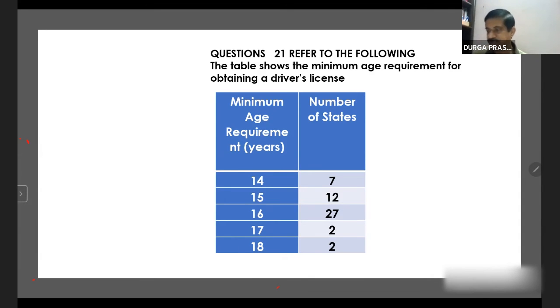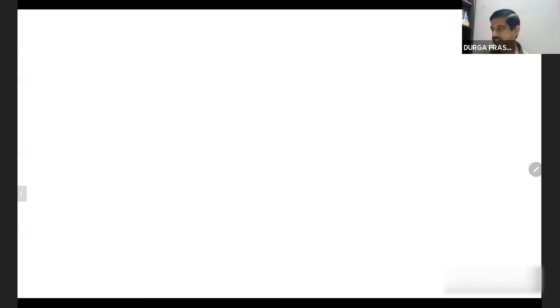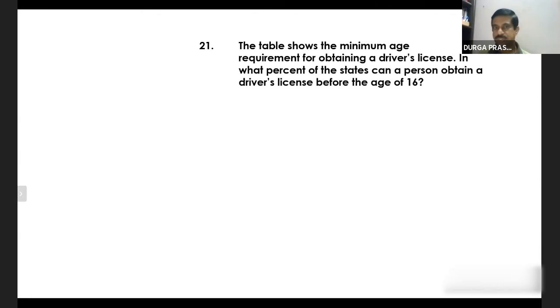Question 21, refer to the following. The table shows the minimum age requirement for obtaining a driving license, with ages and number of states. Okay, so let us see what the question is. In what percentage of the states can a person obtain a driver's license before the age of 16?